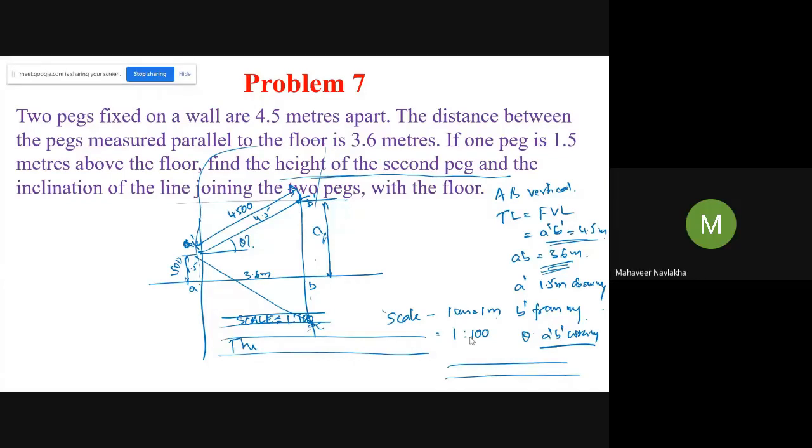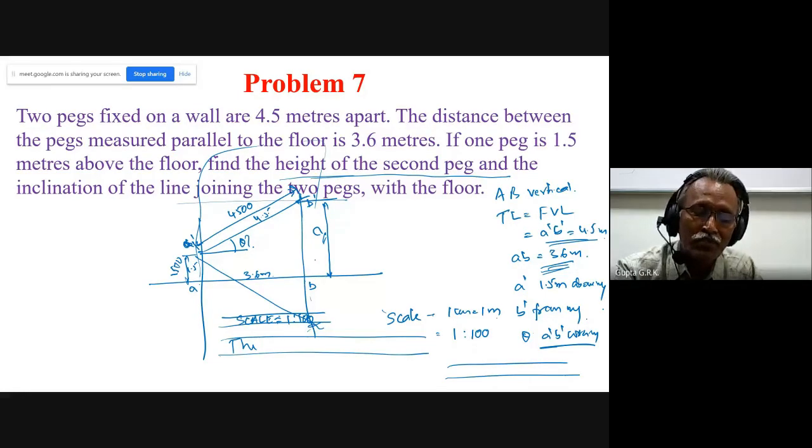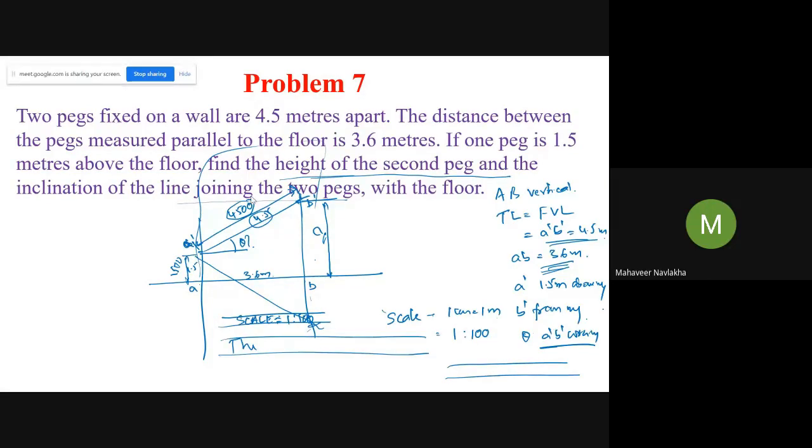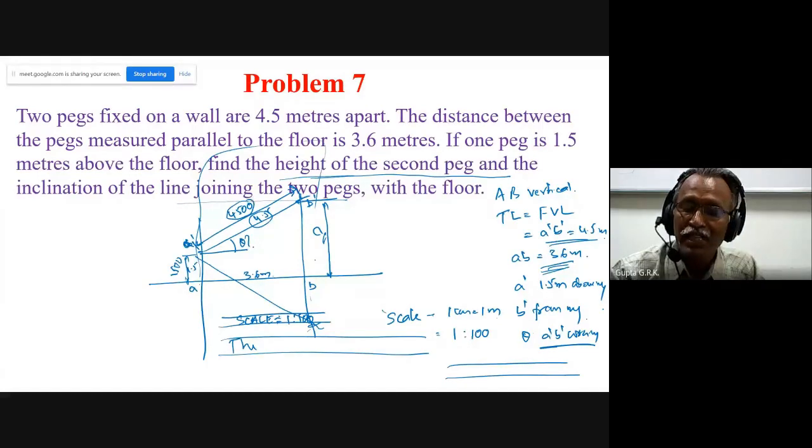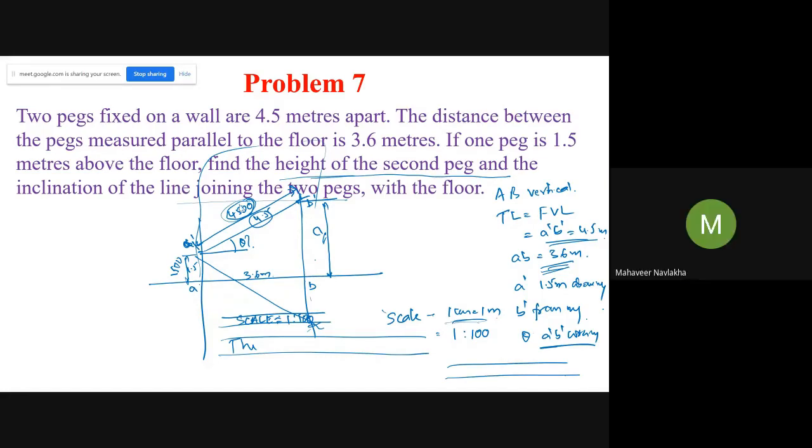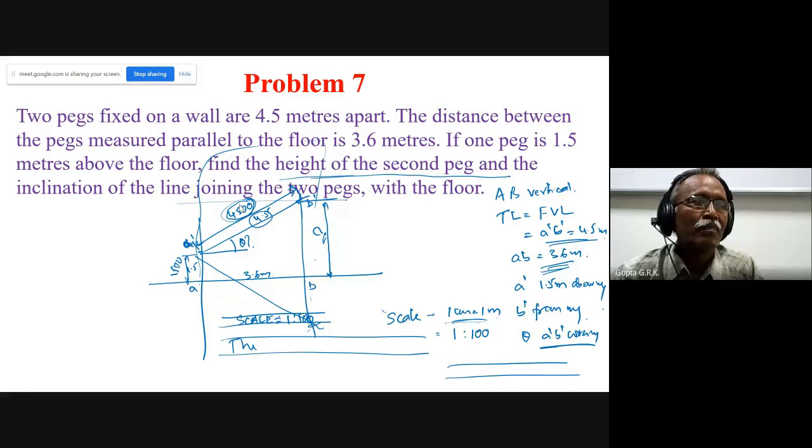If scale is written 1:100, so we should write 45 instead of 4500, no? Instead of 4.5, I have to write the actual length in mm. Scale doesn't affect it. It is scaled length. Here I am writing it, 1 centimeter equal to 1 meter. If you measure it, I will get 4.5, but the actual length is 4,500. Okay, this is the way you have to draw.